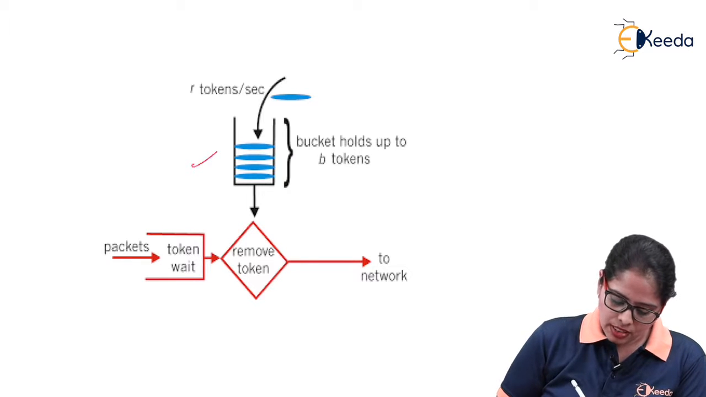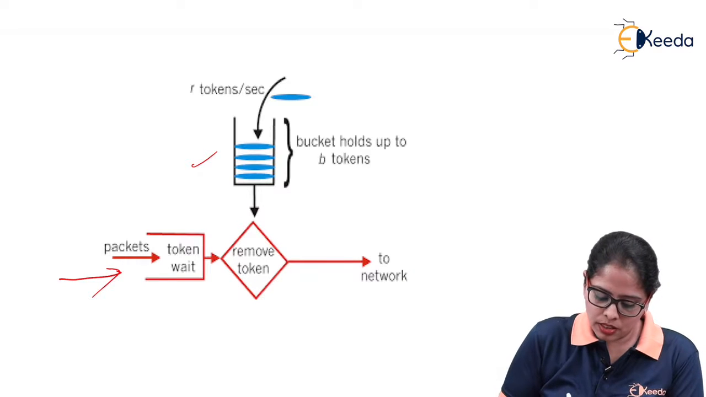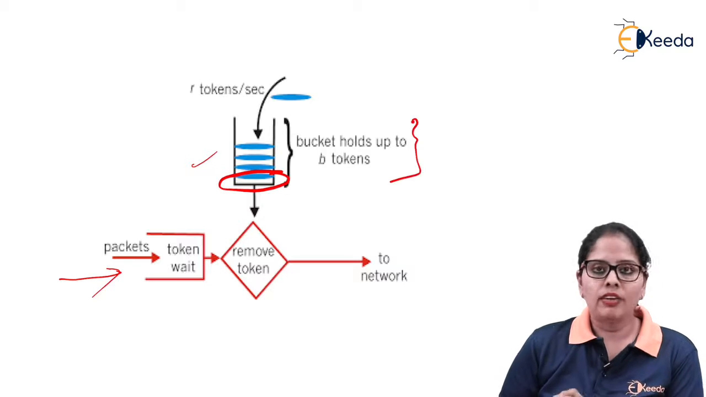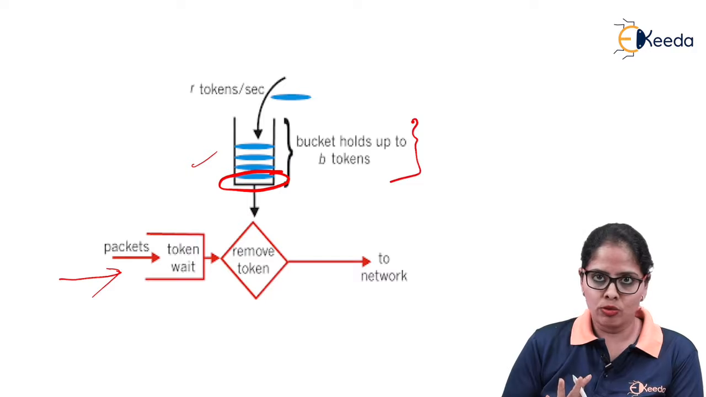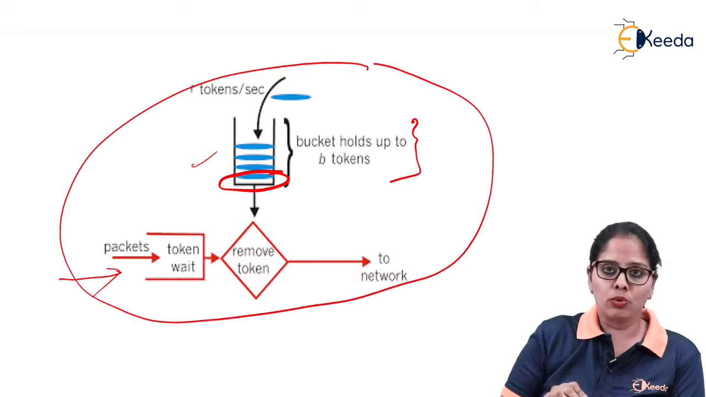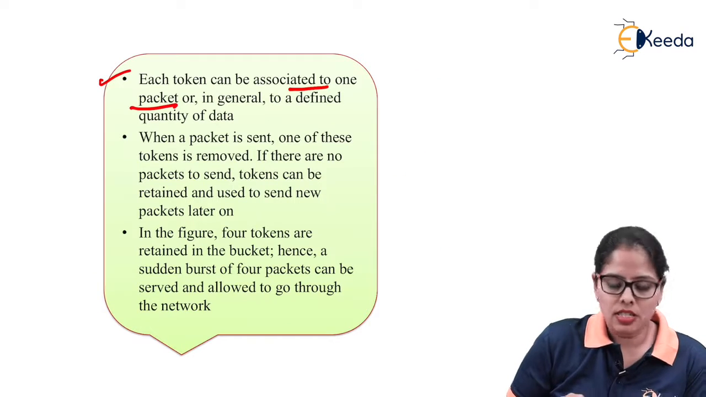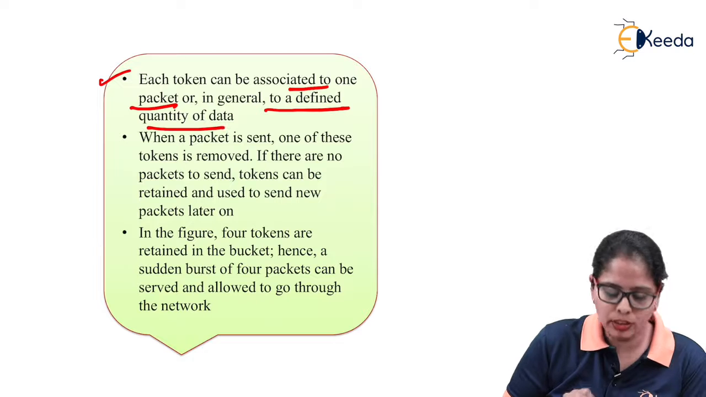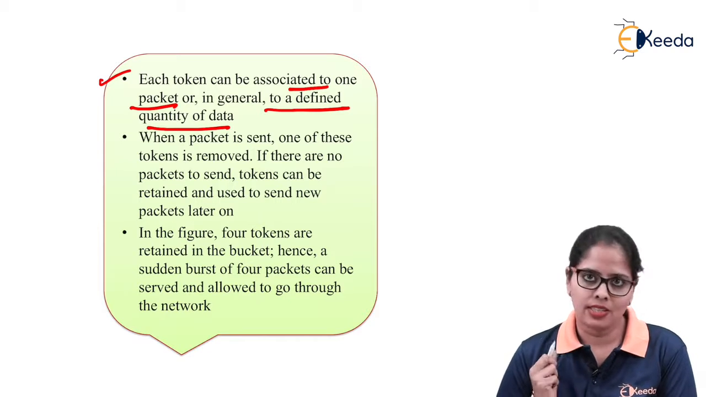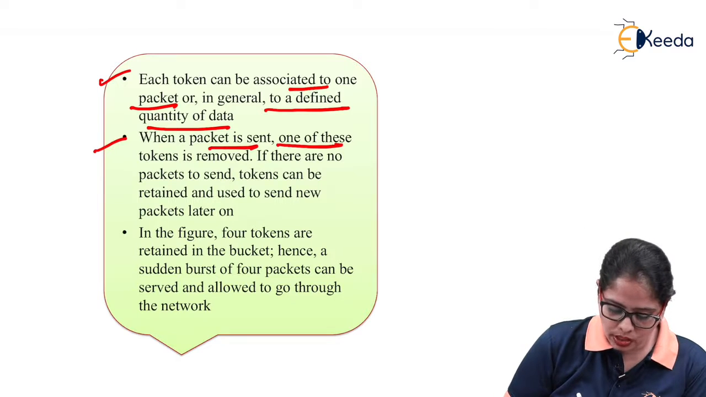Now here the packets are coming, and once a packet comes, one token is removed. So how many tokens are there now? There are 4 tokens. Now let us discuss this example in more detail. Each token can be associated with one packet, in general, to define the quantity of data. Once I send one packet, one token is consumed. When the packet is sent, one of these tokens is removed.